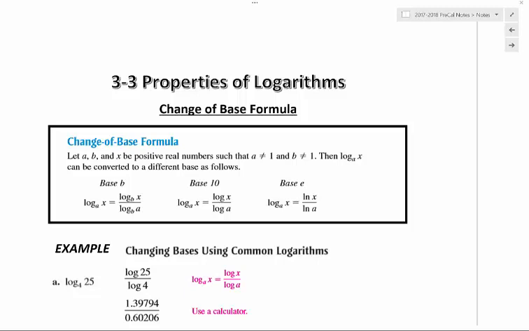Hello and welcome to Chapter 3, Properties of Logarithms. We're going to begin with the concept of the change of base formula. Now the change of base formula becomes so important because I just can't plug every logarithm into a calculator.